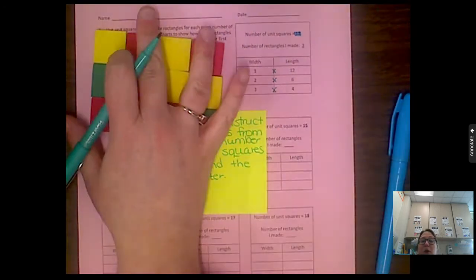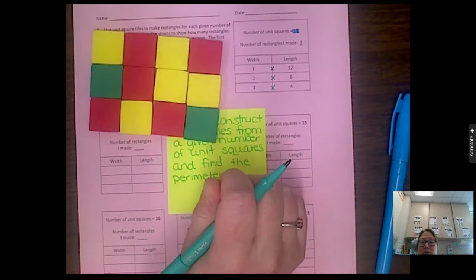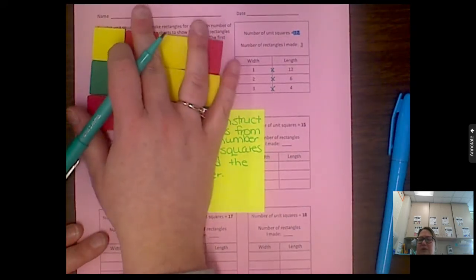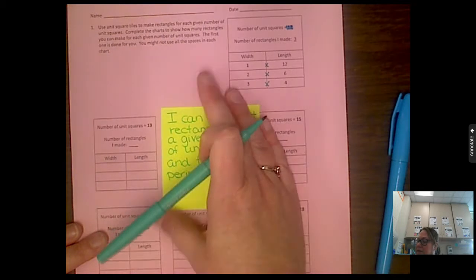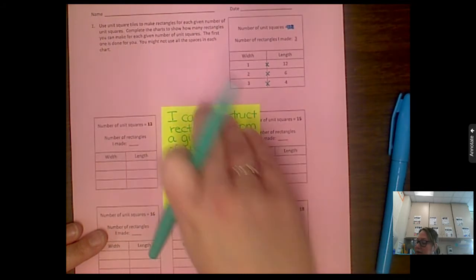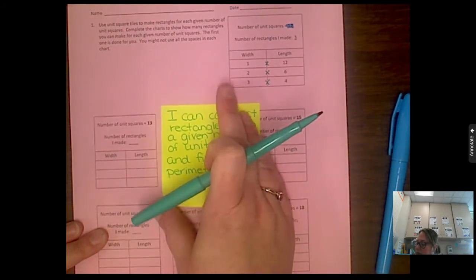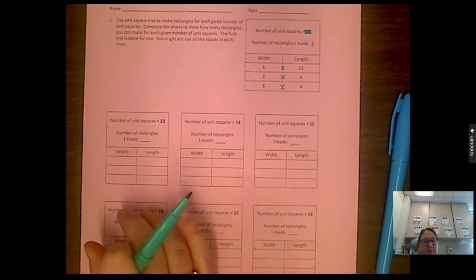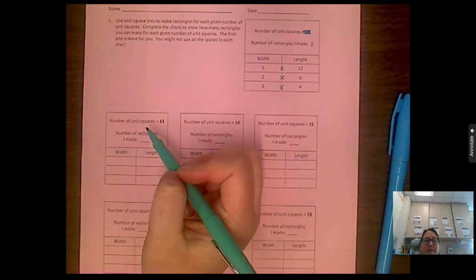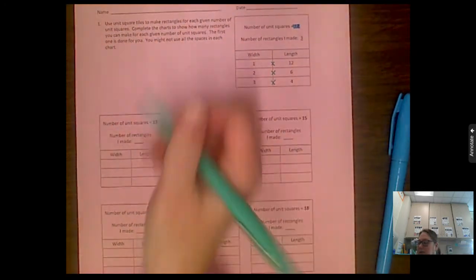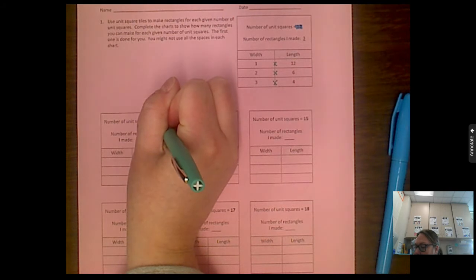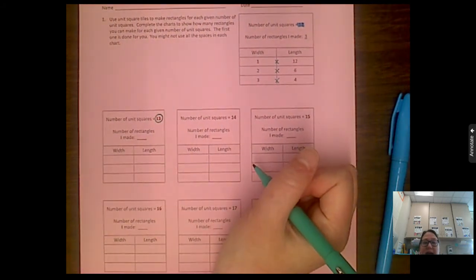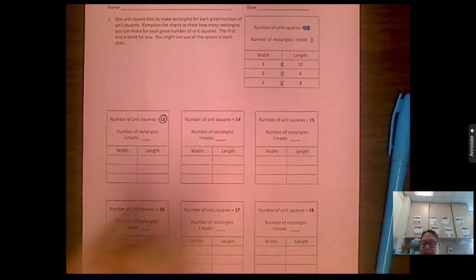So you are welcome to continue to use your tiles through the lesson, or we can just think of our multiplication sentences. I feel like we're pretty good at those at this point anyways. So we're constructing rectangles from a given number of unit squares. Alrighty. So for the next one here, it says number of unit squares is 13. So we want to make as many rectangles as we can that have an area that's going to use up 13 squares.